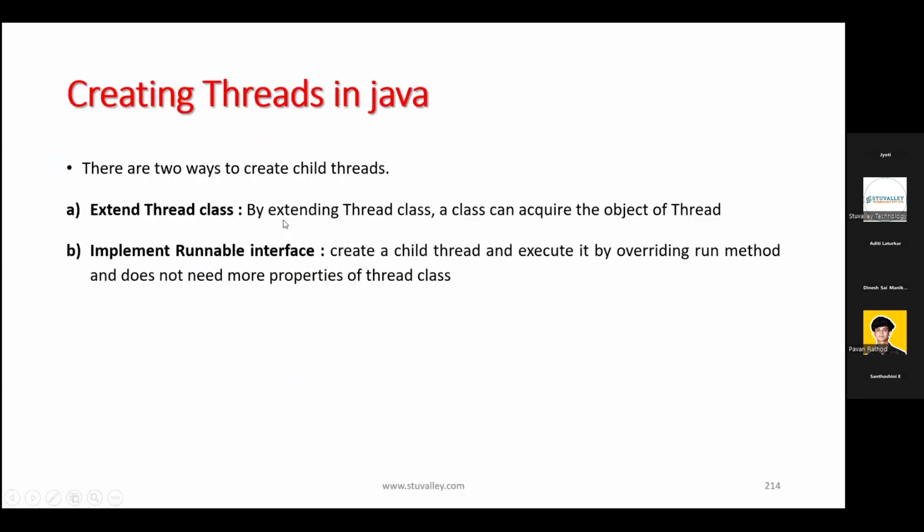Now we will see how to create threads in Java. There are two ways to create child threads. The Thread class is the main class, already defined. But if you want to create threads for a multi-threading application, to perform some small tasks, then you need to create child threads. The first way is by extending the Thread class, that means by creating a child thread class.